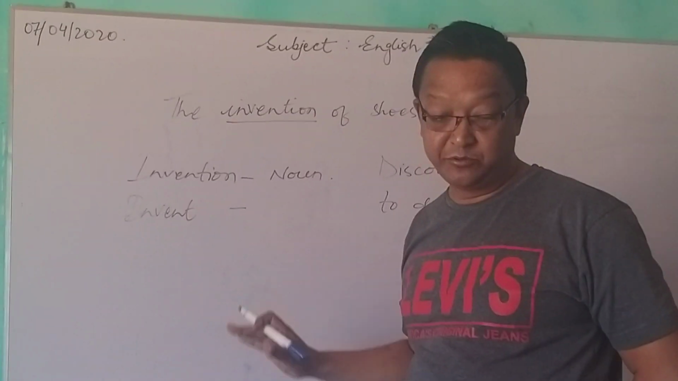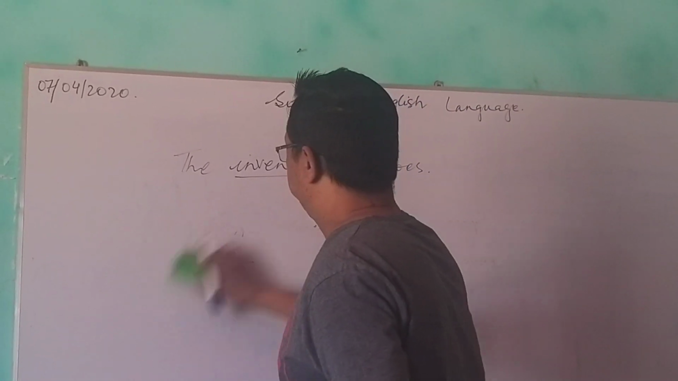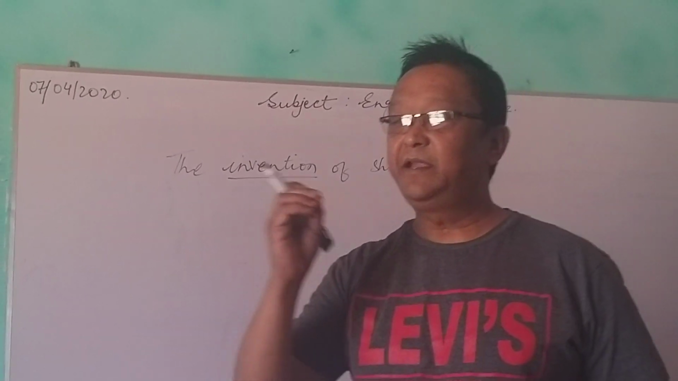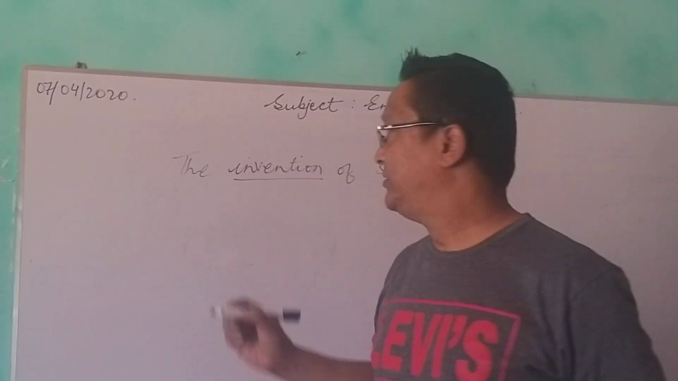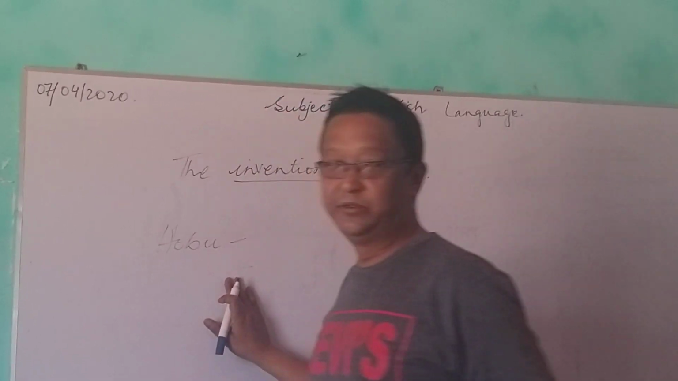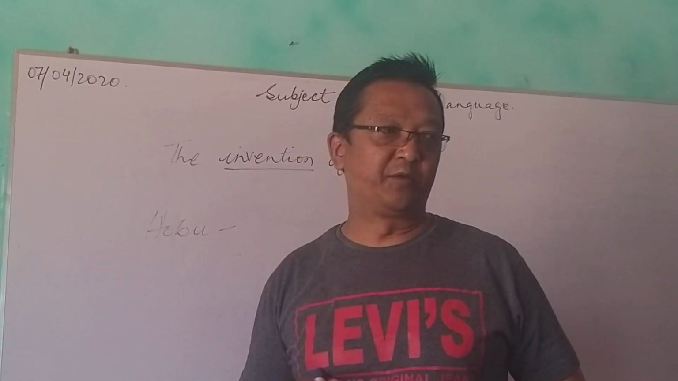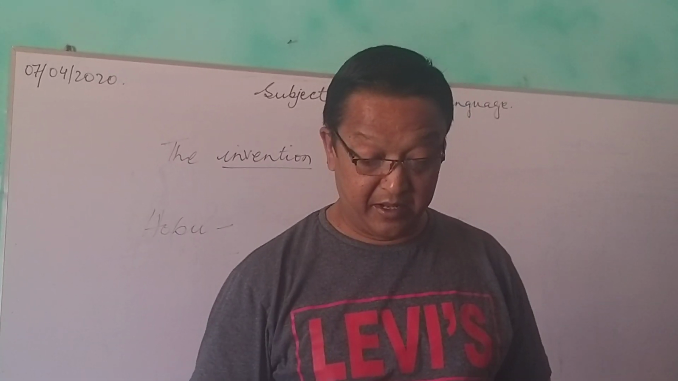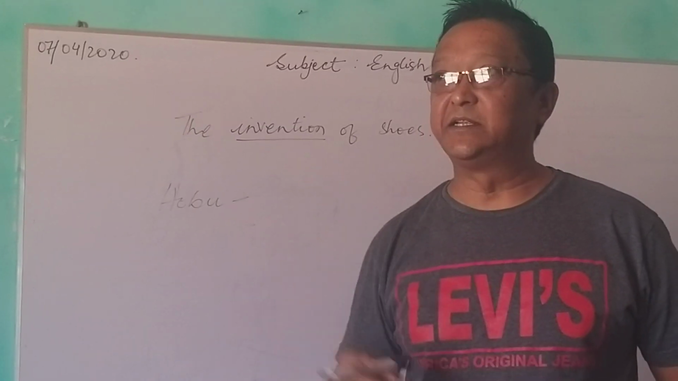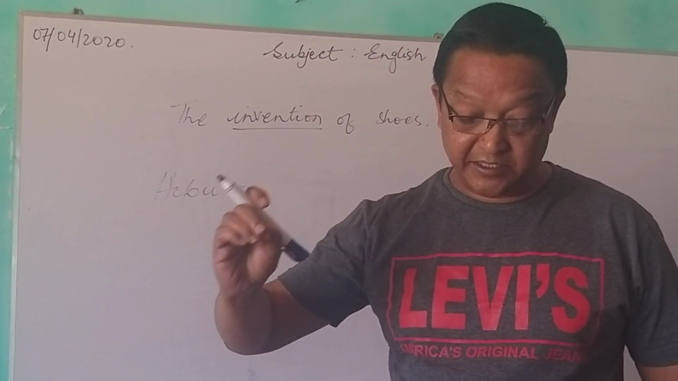So now I'm going to start the first paragraph. In this first paragraph we will see that there was a king whose name is Hobo. Hobo had a problem. When you read this first paragraph, he had a problem that every time his feet were becoming dirty because of the dust. So what does he do? He called his minister.